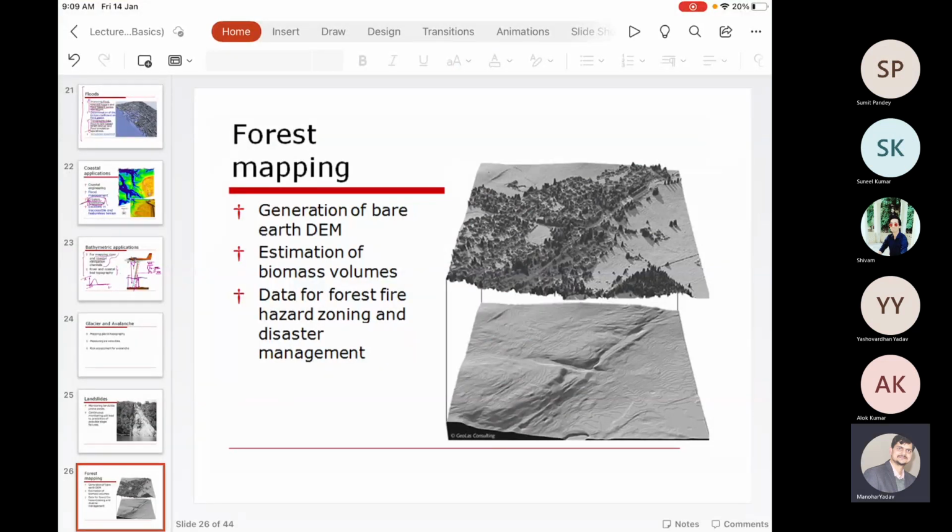So I hope you can see the shared screen. Yes, sir.